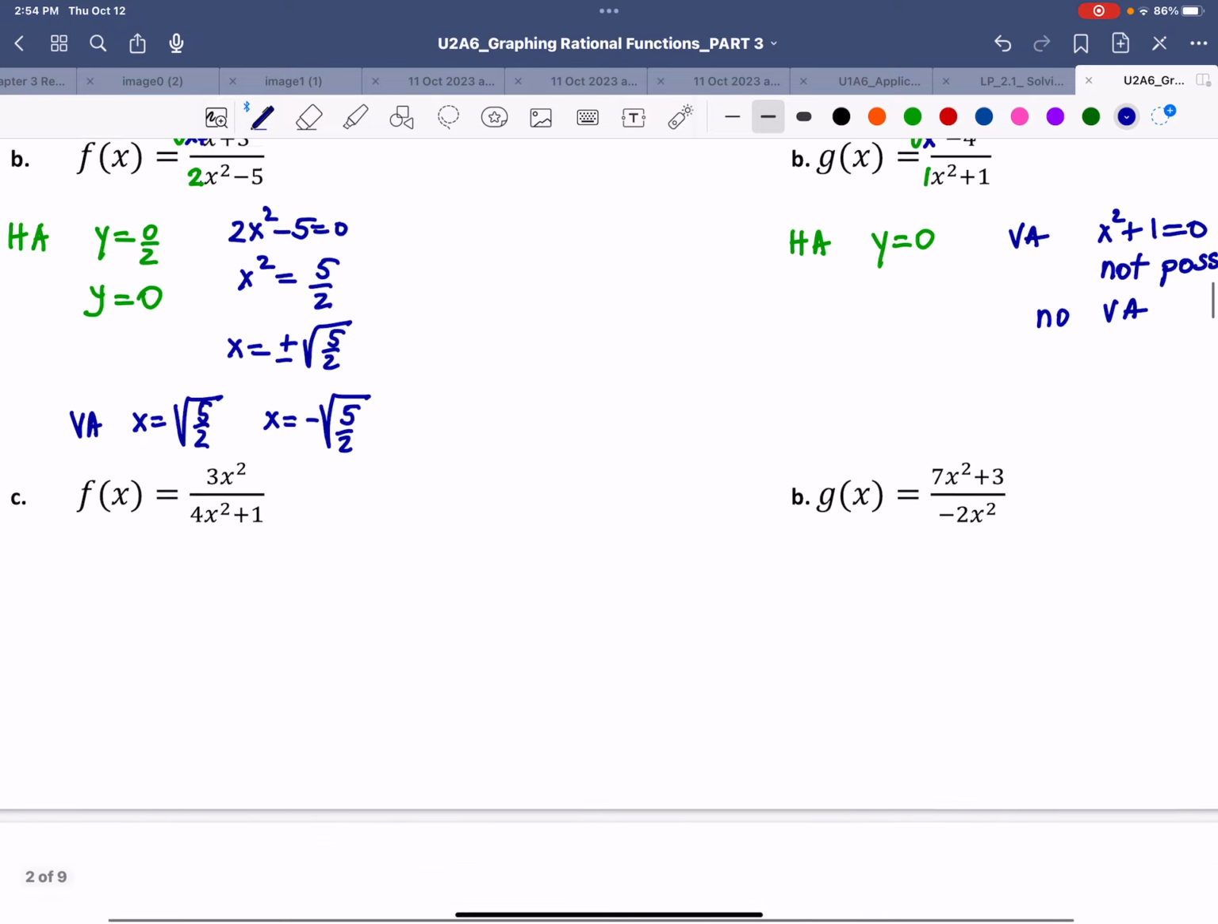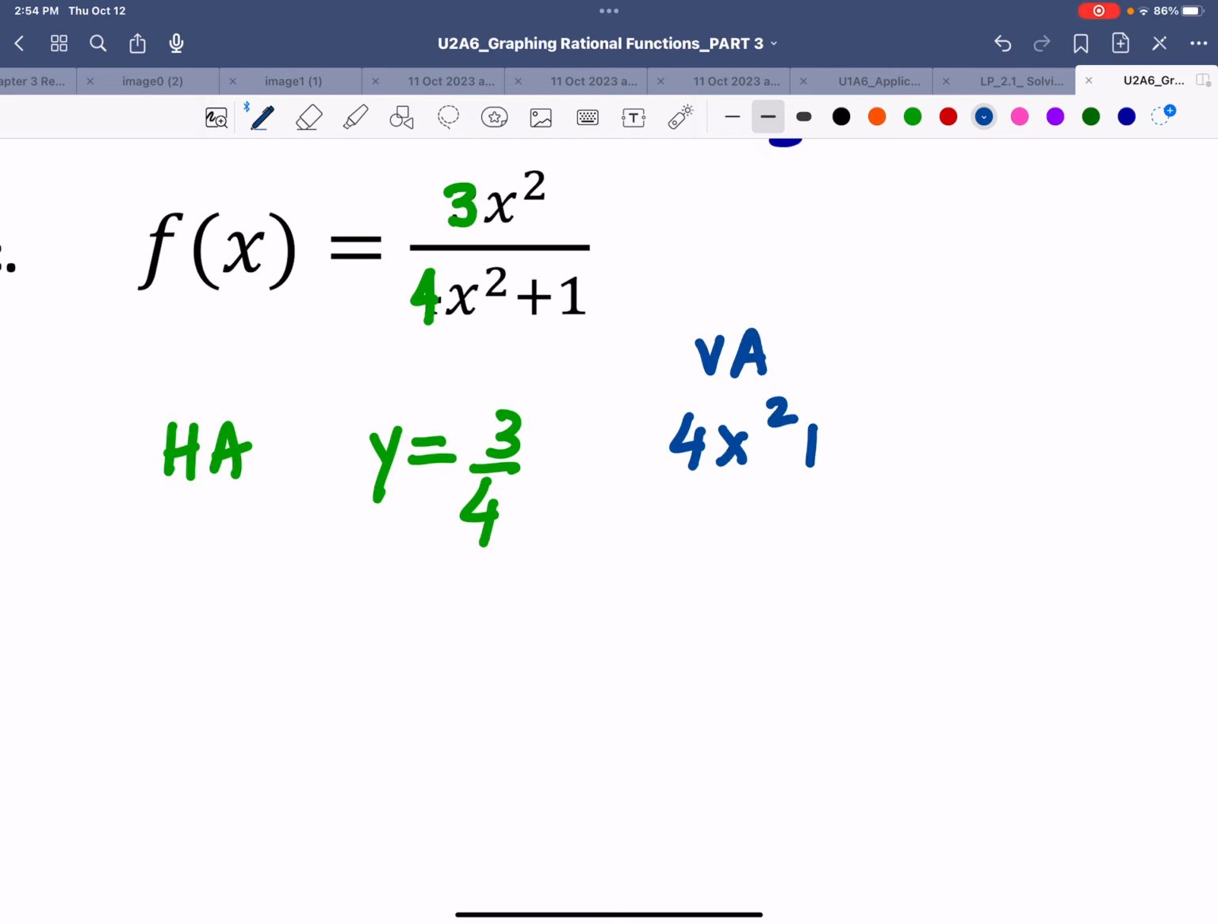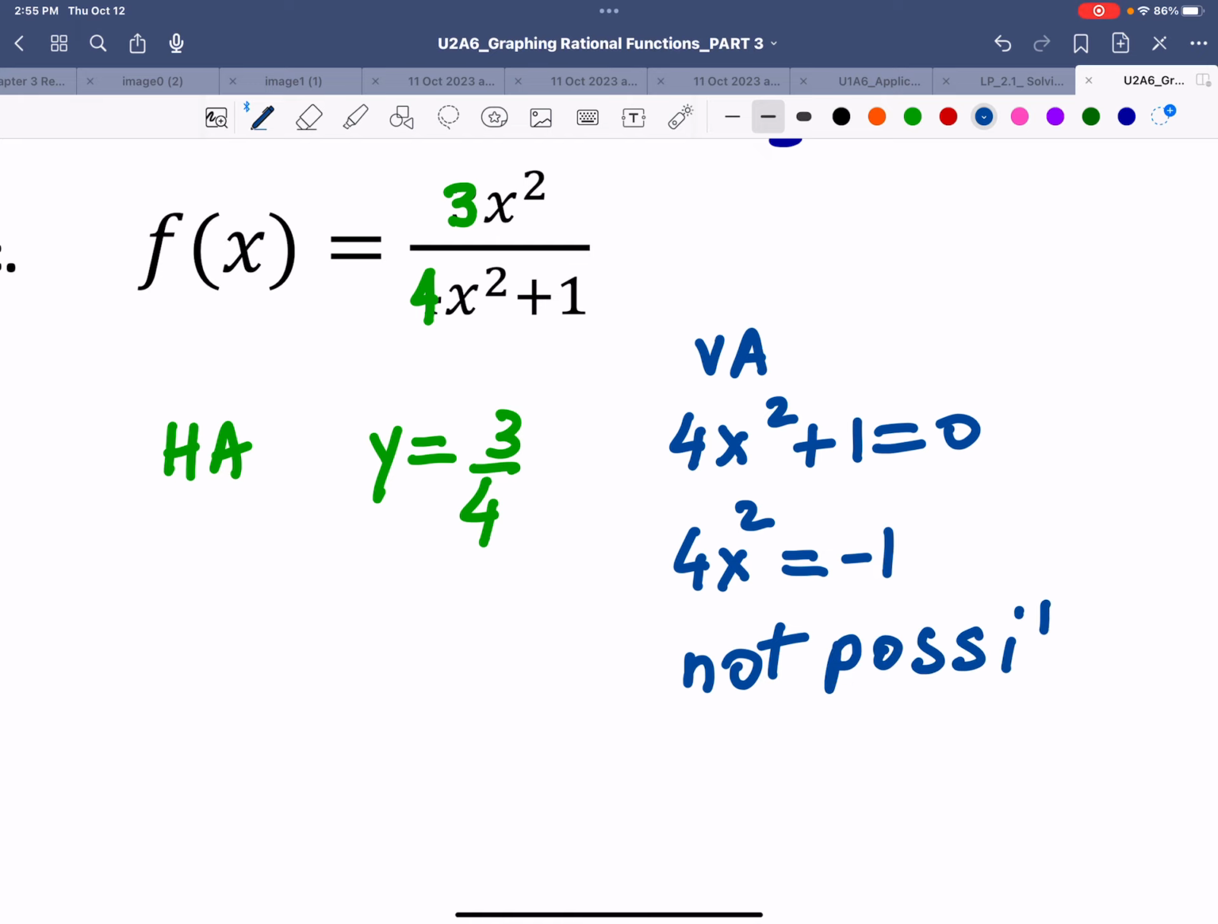Next, we're looking at 3x squared over 4x squared plus 1. Again, horizontal asymptote at 3 over 4. How do I know? Same degree, both numerator and denominator, and the ratio of the leading coefficients, 3 over 4, is the horizontal asymptote. Vertical asymptote, we have to find the restrictions, and we're encountering too many equations or too many functions with no vertical asymptotes.